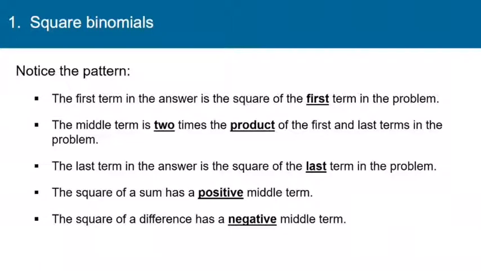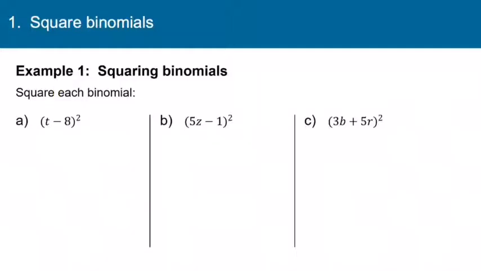And for each one, last times last is going to be positive, because when you square a number, whether it was positive or negative, the square always is positive. So in example 1, we're just going to practice using that pattern.